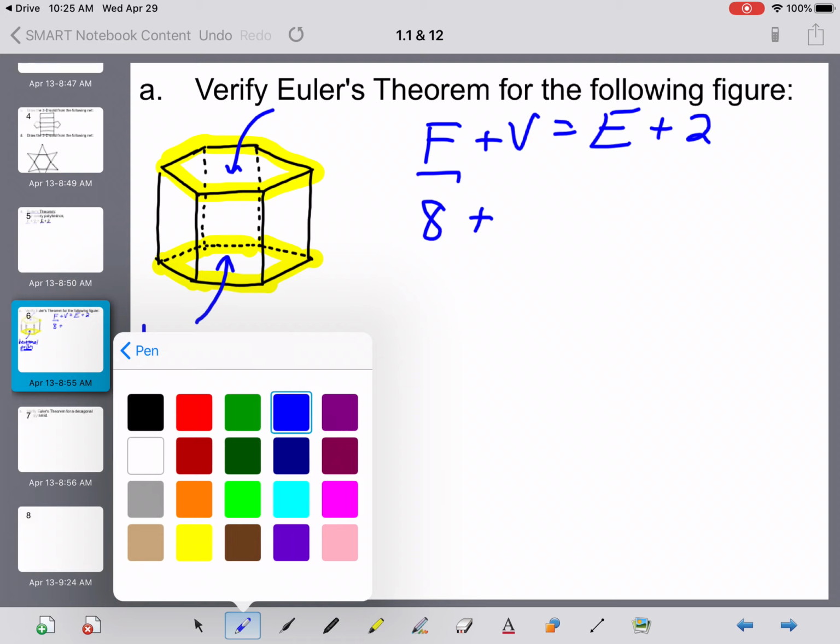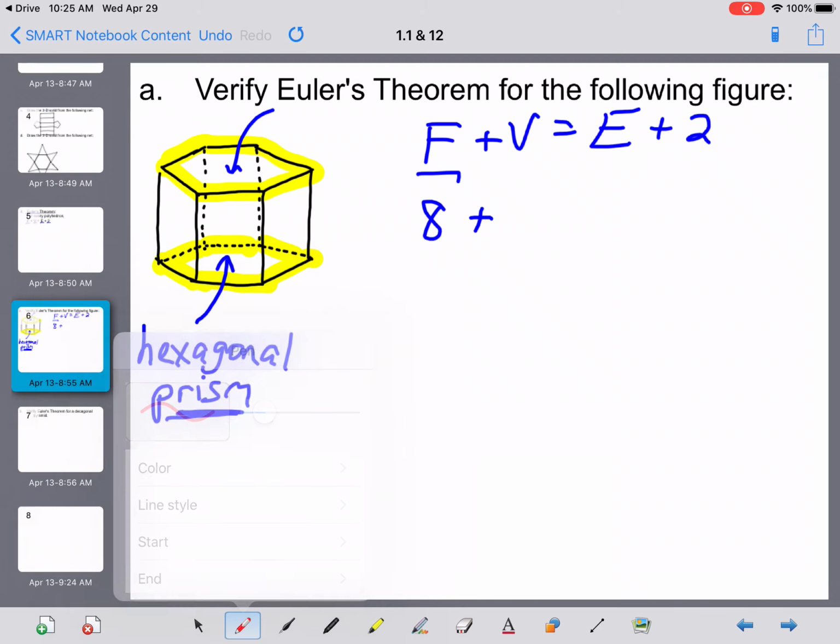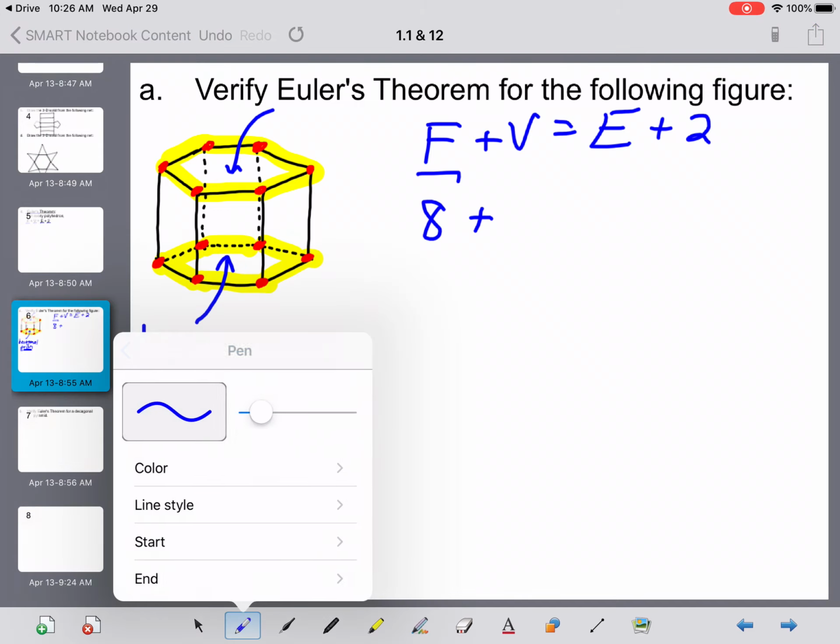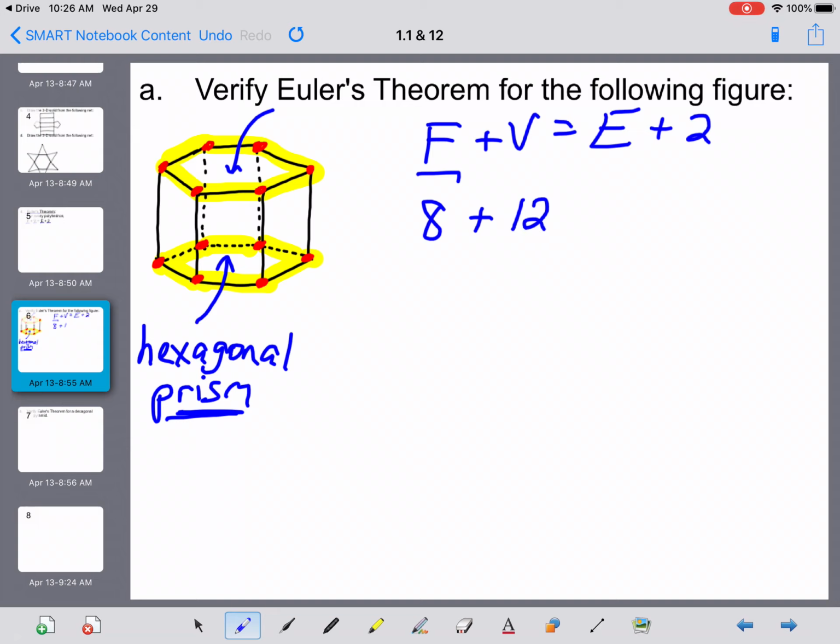Let's switch to red now and talk about vertices. Vertices, if you recall, are the points where 2 different line segments come together. Let's start down on the bottom. A hexagon has 6 sides, which means it has 6 vertices as well. So we've got 6 vertices on the bottom base. Up on the top, we have vertices in the exact same 6 positions, and there are no vertices in the middle of this figure. So 6 on the bottom, 6 on the top tells us we're dealing with a grand total of 12 vertices.